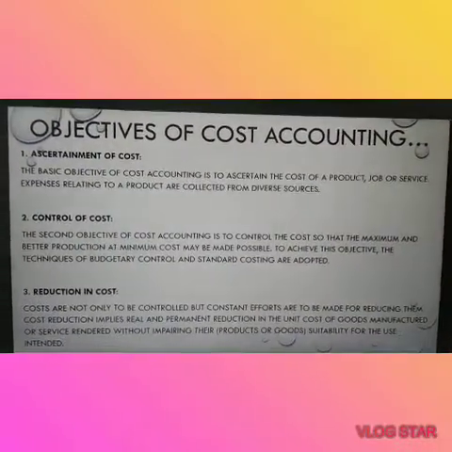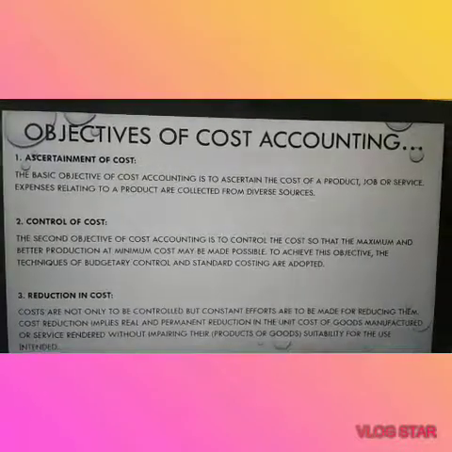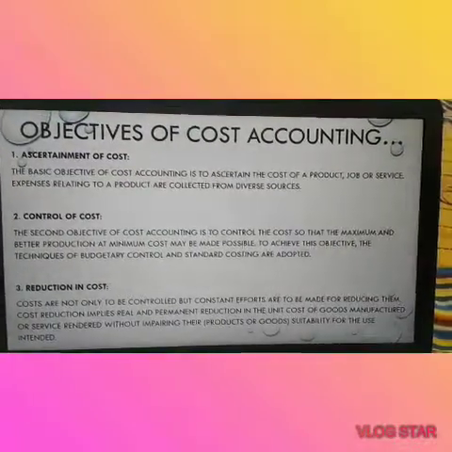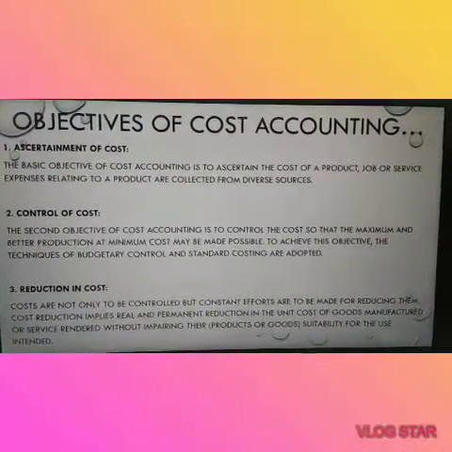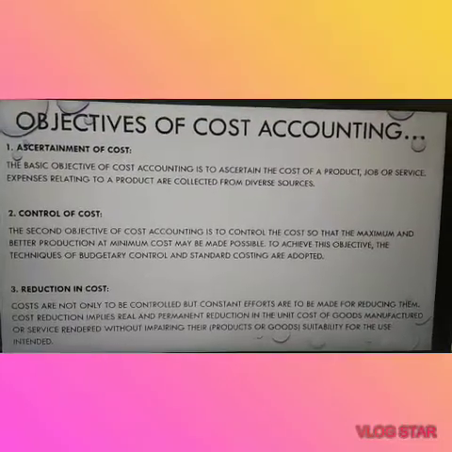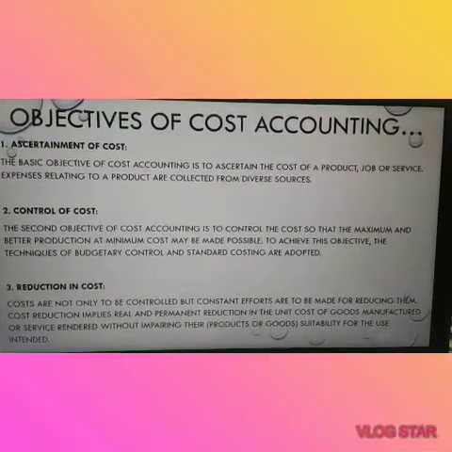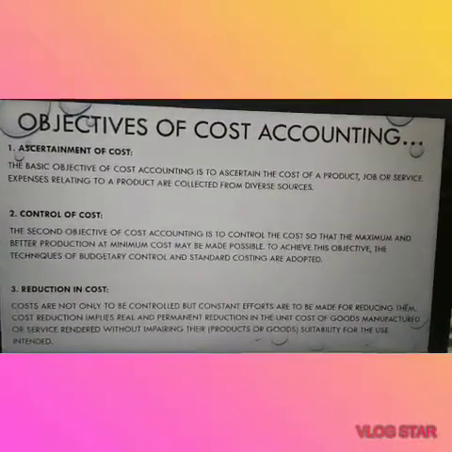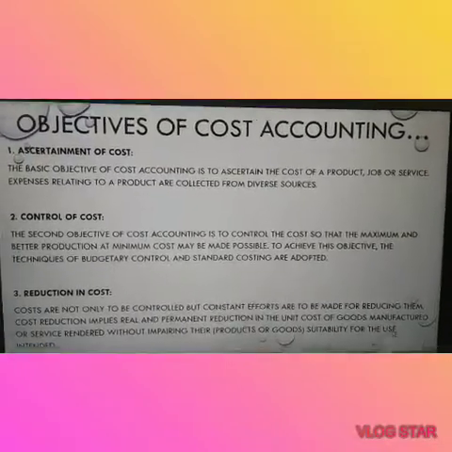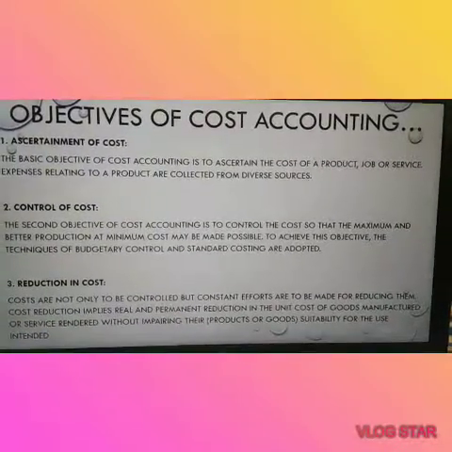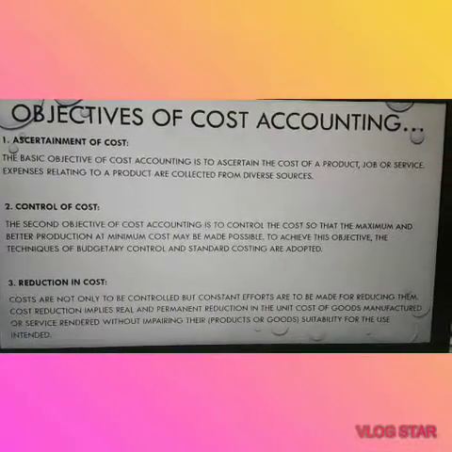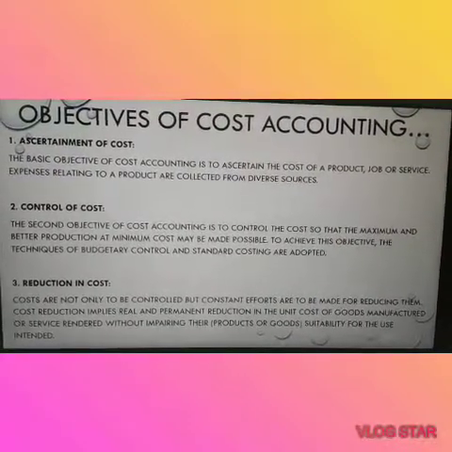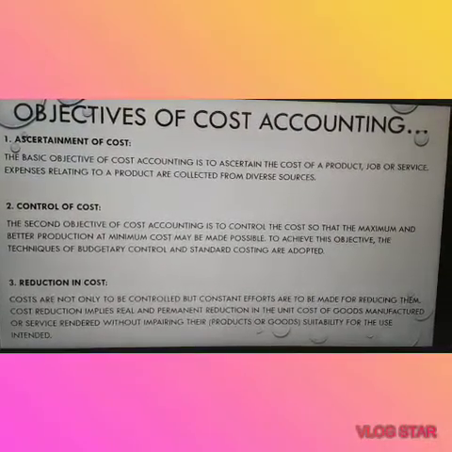There are lots of objectives of cost accounting. So, for the first, ascertainment of cost. The basic objective of cost accounting is to ascertain the cost of a product, job, or service. Expenses relating to a product are collected from diverse sources. Second one, the control of cost. The second objective of cost accounting is to control the cost so that the maximum and better production at minimum cost may be made possible. To achieve this objective, the techniques of budgetary control and standard costing are adopted.